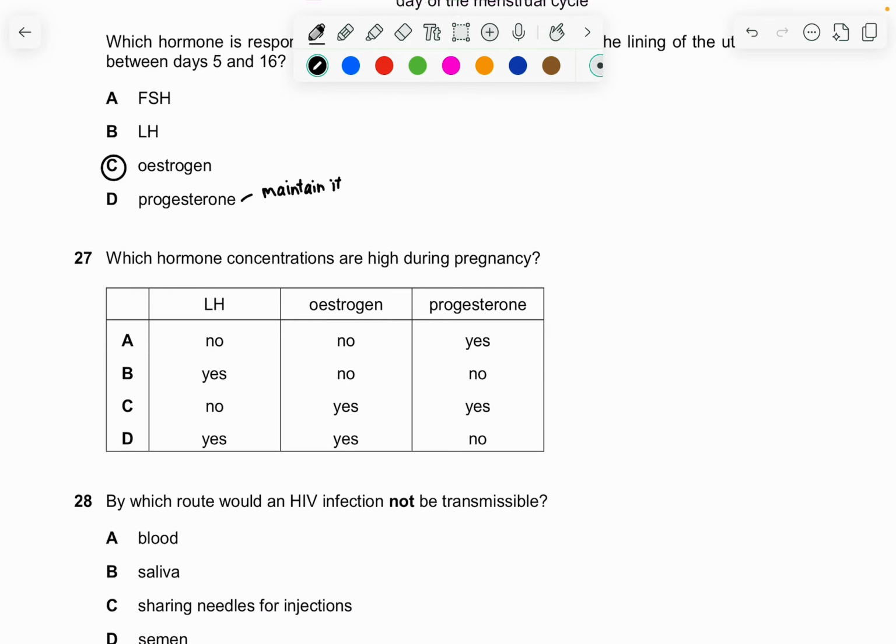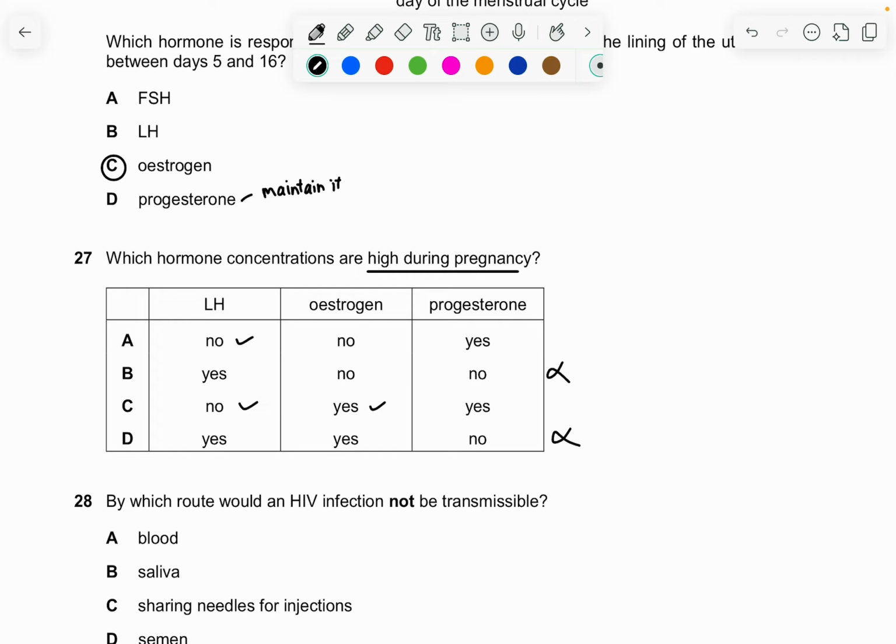Question 27. Which hormone concentrations are high during pregnancy? Okay, so luteinizing hormone? No, because once the egg is out, luteinizing hormone will drop. So anything with no is the correct one, and those with yes will be wrong.